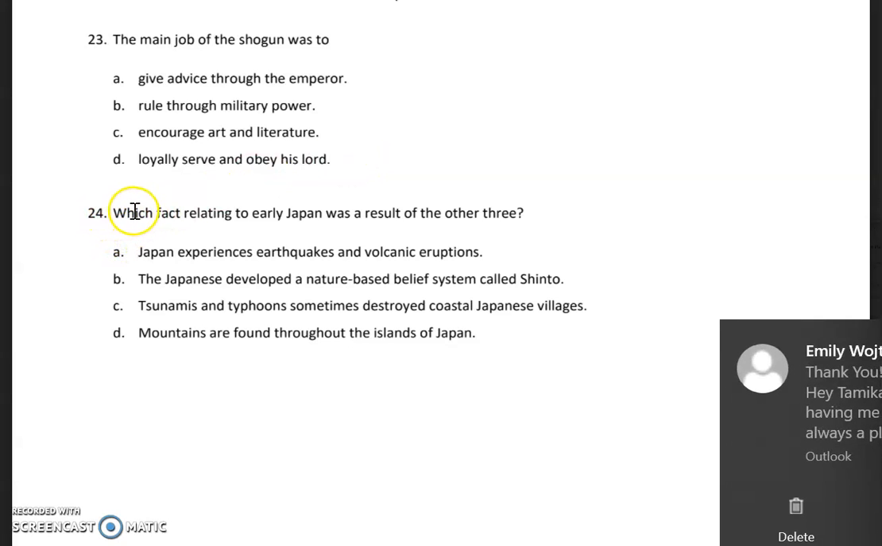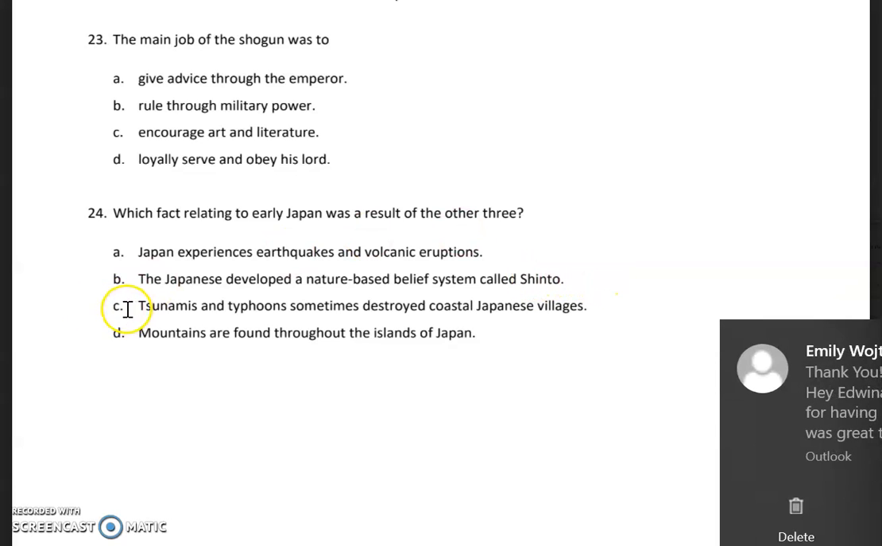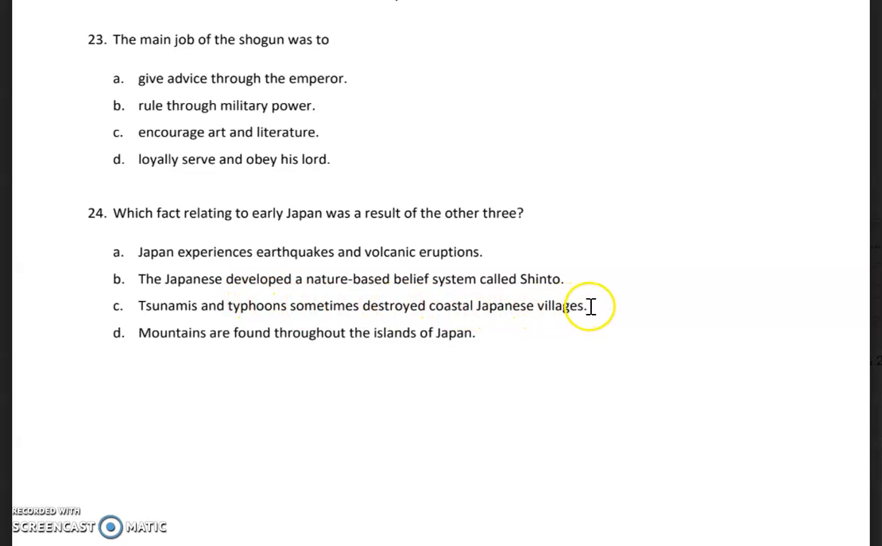24. Which fact relating to early Japan was a result of the other three? A. Japan experiences earthquakes and volcanic eruptions. B. The Japanese developed a nature-based belief system called Shinto. C. Tsunamis and typhoons sometimes destroyed coastal Japanese villages. D. Mountains are found throughout the islands of Japan.